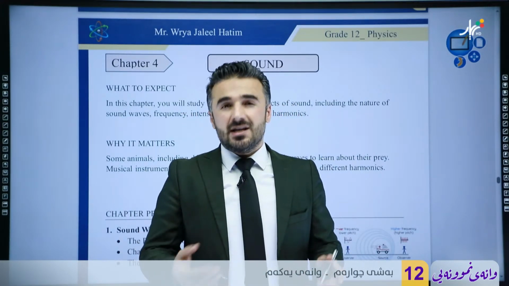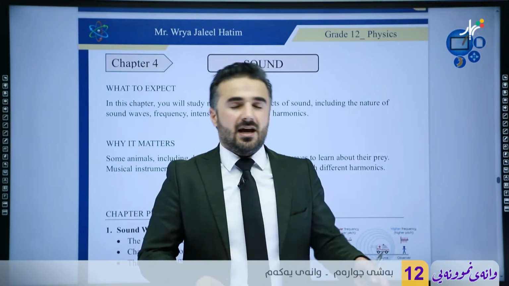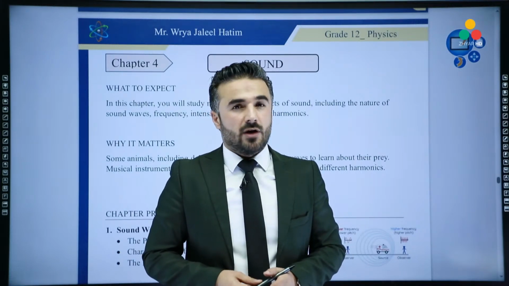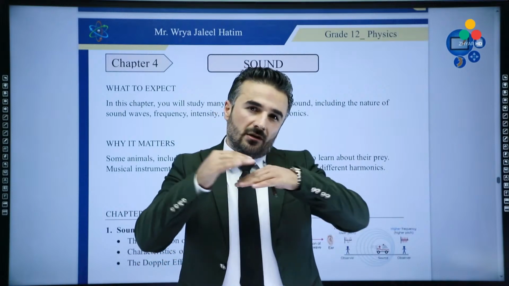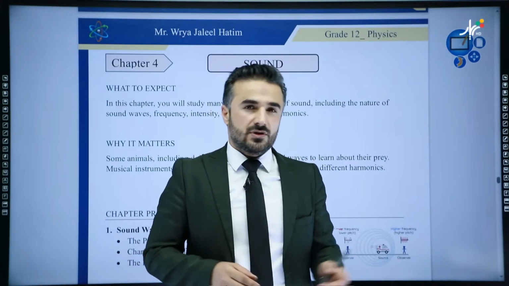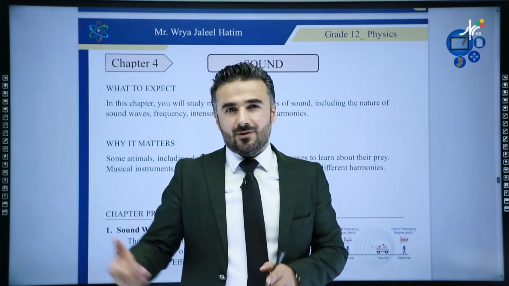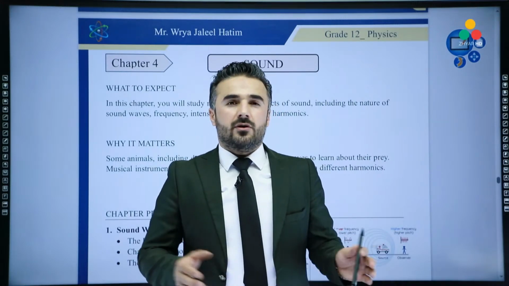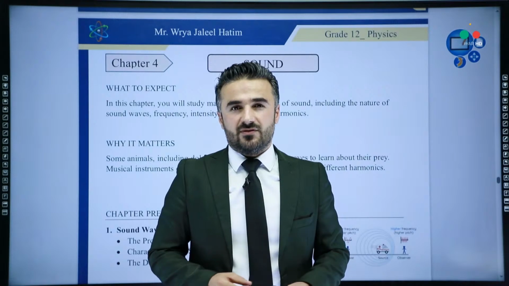We said in transverse waves, the particles vibrate up and down, at a right angle, perpendicular to the direction of wave travel. On the other hand, in longitudinal waves, the particles vibrate parallel to the direction of wave travel. Then we talked about the types of wave interference, constructive and destructive interference, and all the other concepts that we went through, including the questions and the examples that we solved together.